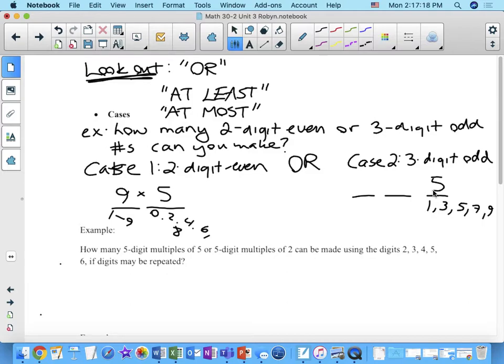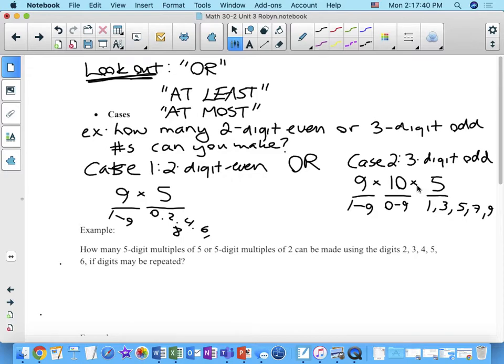Correct. Again, it can't start with 0. So this has to be 1 through 9. So again, that's 9. What about the middle digit? Any restrictions there? No, that could be anything. So this is 10, right? This is basically 0 through 9. That could be anything. We're going to multiply these together.